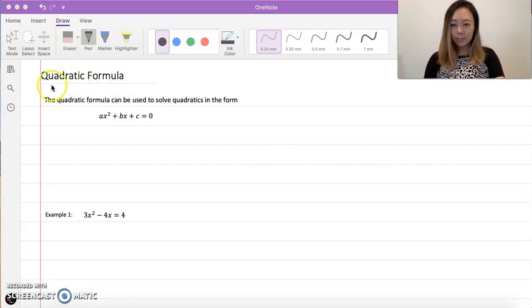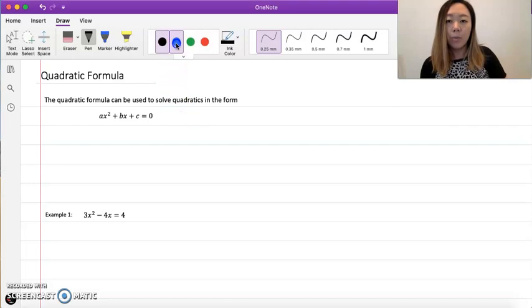So like I said, today's lesson, the title is called Quadratic Formula. So go ahead and title your notes, Quadratic Formula. So a quadratic formula can be used to solve quadratics in the form ax squared plus bx plus c is equal to 0. So this here is our standard form for a quadratic equation, right? So when you're given a quadratic equation like this, you can use a quadratic formula. This formula is actually a very famous formula, you guys. You will see it many times.